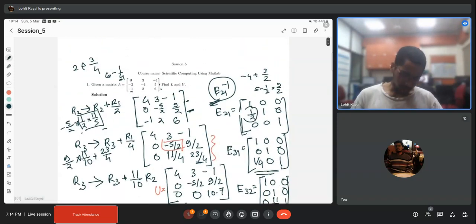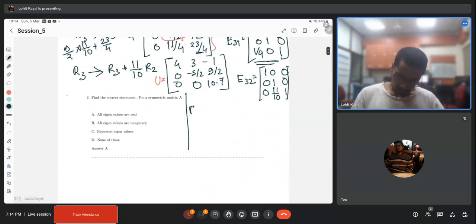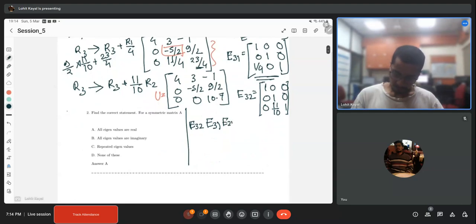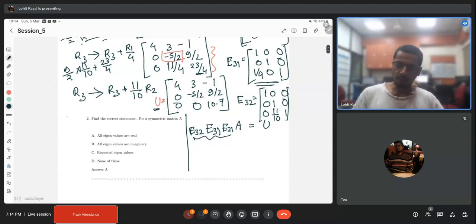The complete operation we can write in this fashion: E32, E31, E21 A is equal to U, because at the end I am getting this U matrix. This is my final matrix. This is my final form, and these are the operations that I have performed. So the whole row transformation, this row exchange operation, those Gaussian elimination operations are contained in these three matrices.